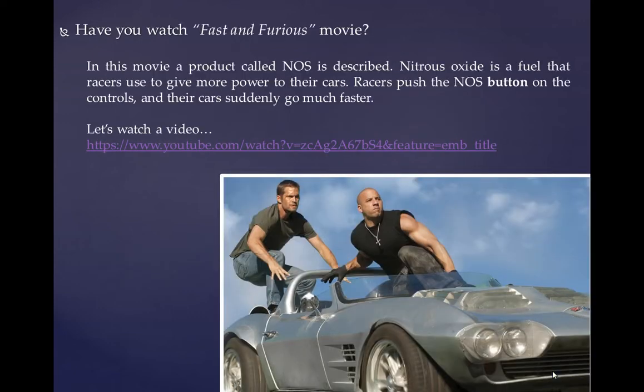Okay, to start, I don't know if you have watched the film Fast and Furious, this popular film about cars and races. In this movie, a product called NOS is described. This is nitrous oxide and is a fuel that racers use to give more power to their cars. They press a button and this product starts working, so they go faster. Racers push the NOS button on the controls and their cars suddenly go much faster.